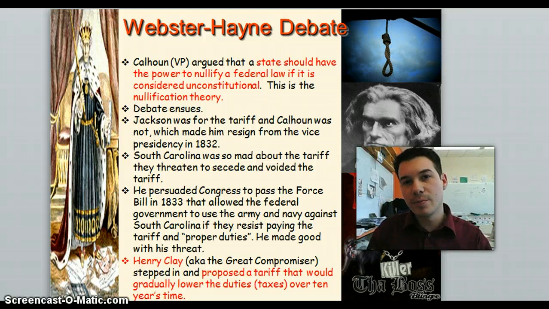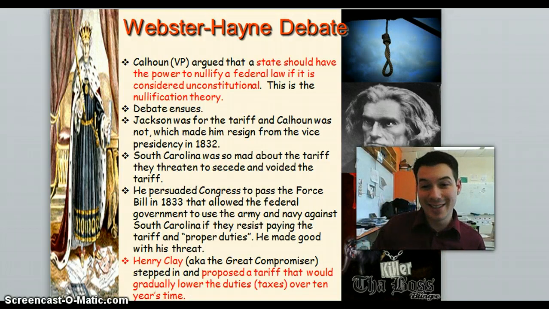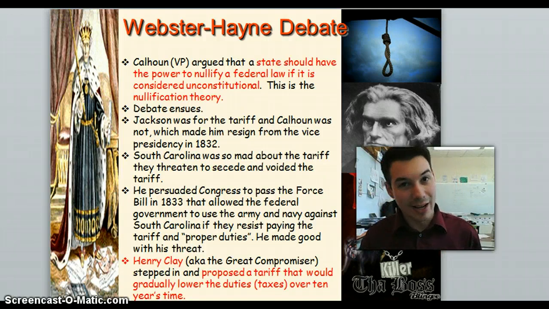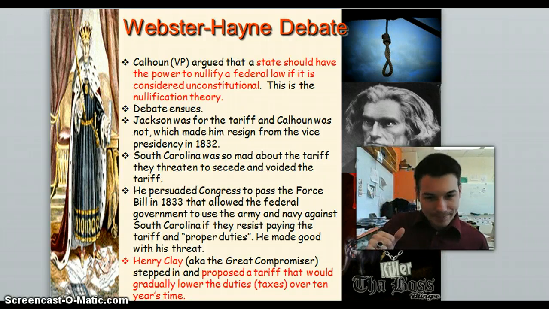So Jackson persuaded Congress to pass the Force Bill in 1833, and that allowed the federal government to use the Army and Navy against South Carolina if they actually resisted paying their duties. And he made good on his threat. In fact, Jackson said that if he ever saw John C. Calhoun, he would hang him from the first tree that he saw.